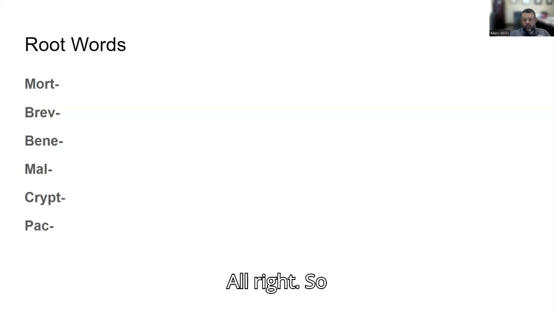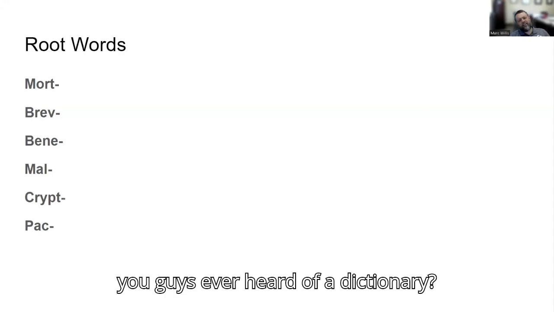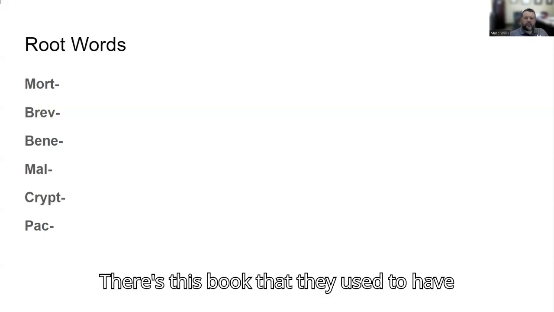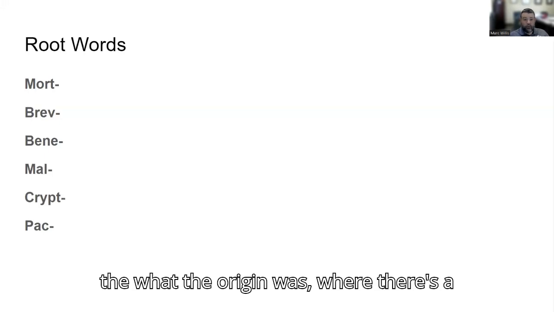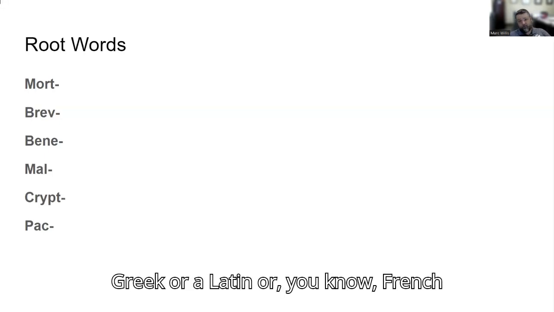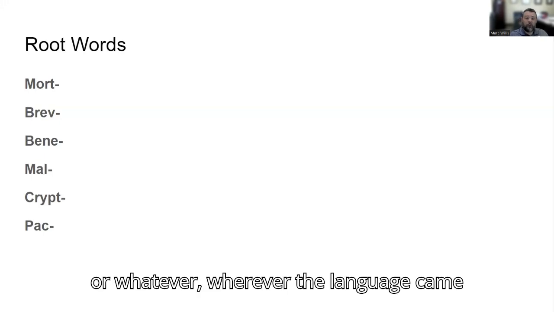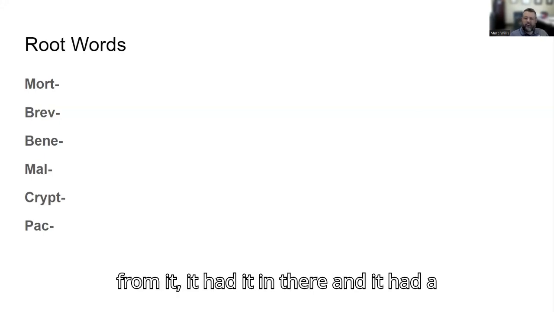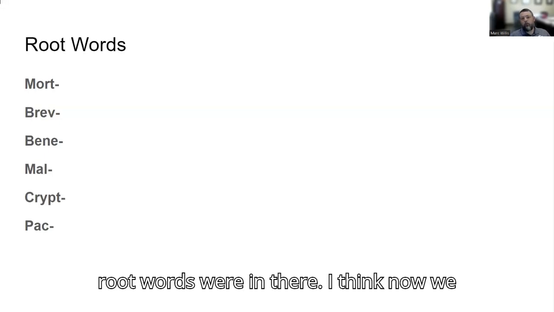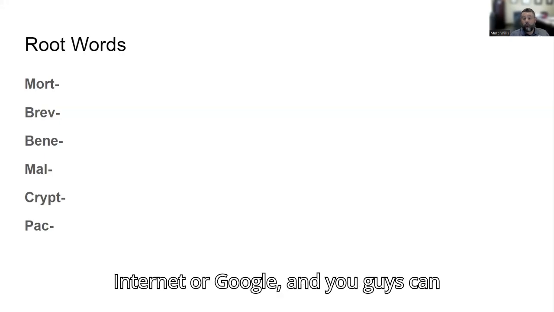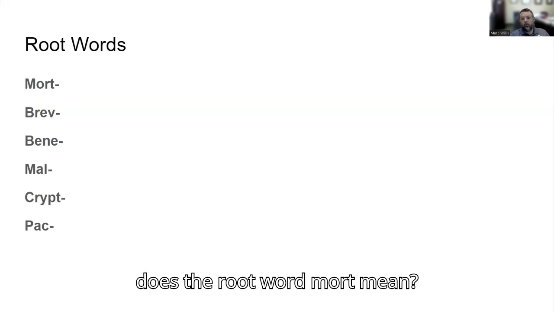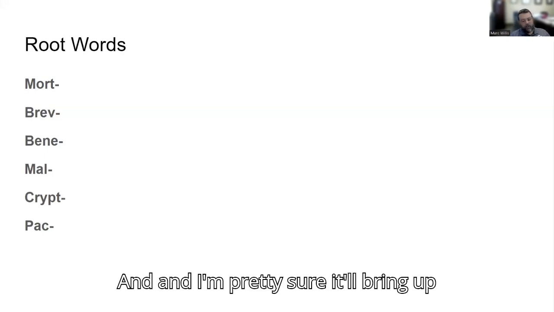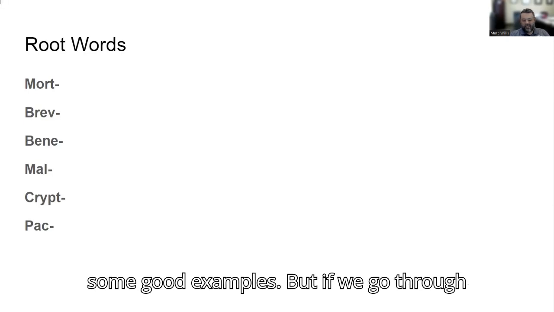All right. So you guys ever heard of a dictionary? There's this book that they used to have when I was a kid, and it had all the different words in it. And it told what the origin was, whether it's Greek or Latin or French or whatever, wherever the language came from, it had it in there and it had a definition of it. And a lot of times the root words were in there. I think now we use this thing called a computer or the internet or Google, and you guys can Google this. Just Google, what does the root word mort mean? And I'm pretty sure it'll bring up some good examples.